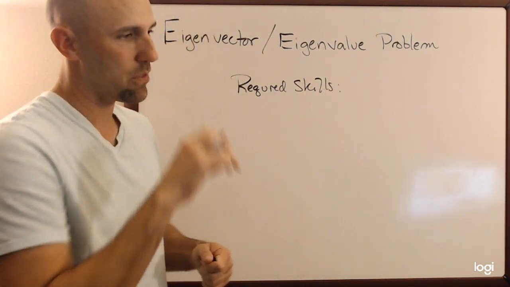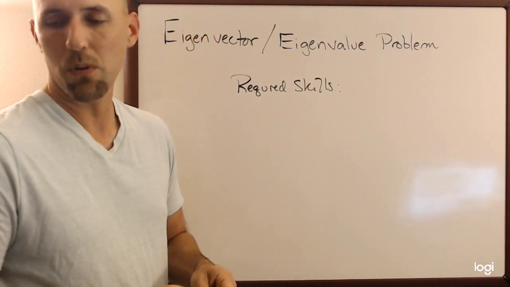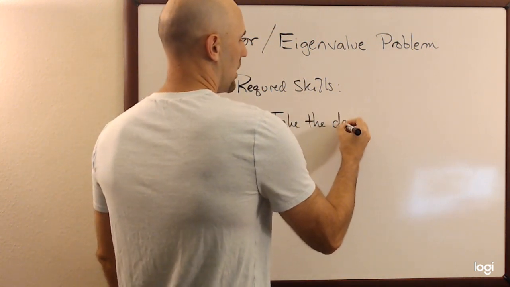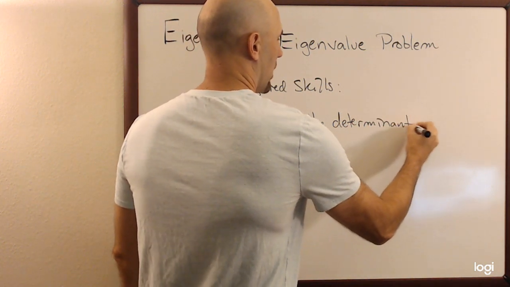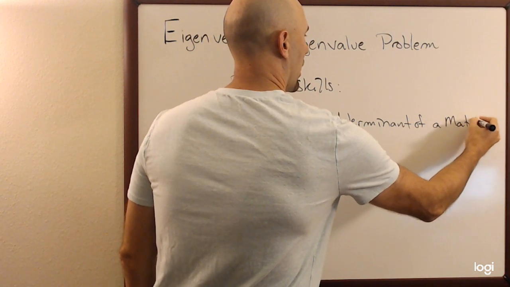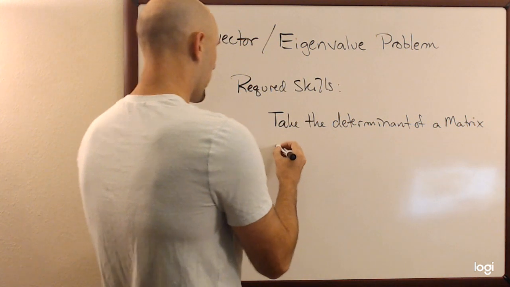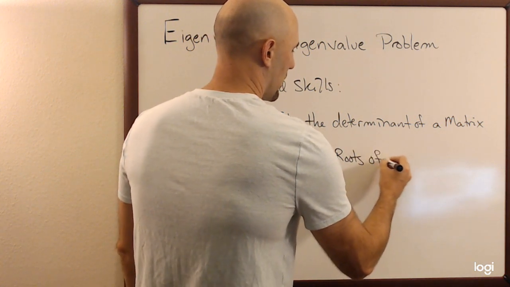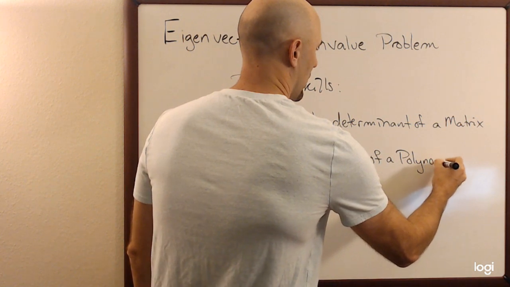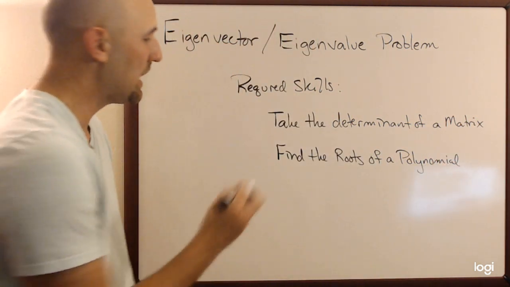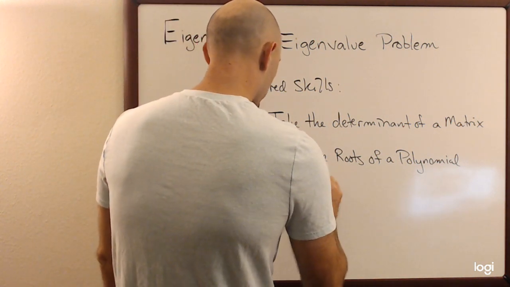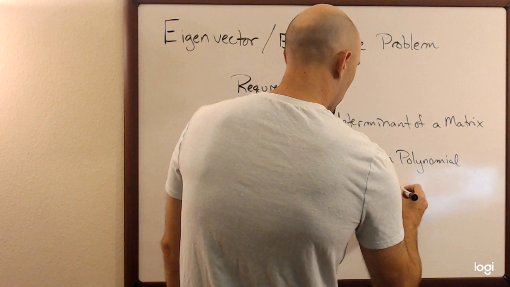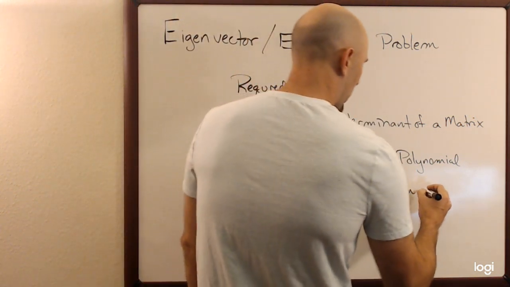Throughout these problems we'll need a few prerequisite skills. We need to be able to take the determinant of a matrix. We need to be able to find the roots of a polynomial. You'll remember that from some of your algebra classes. And we need to be able to solve homogeneous systems. The method really doesn't matter, but since we're dealing with a matrix already, it's most efficient if we use Gaussian elimination.